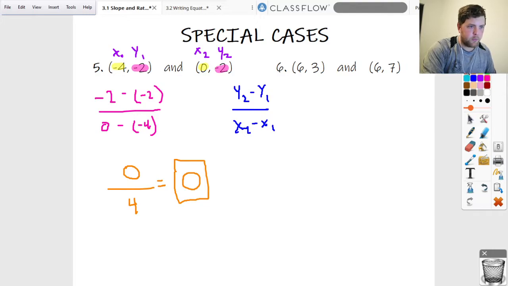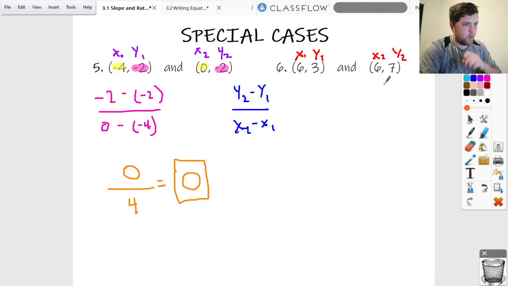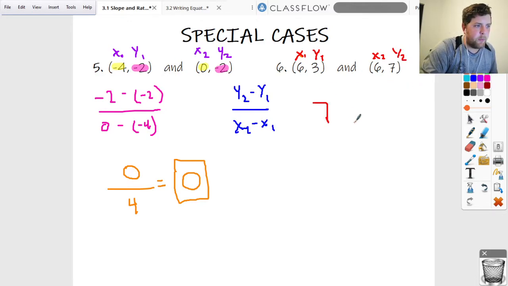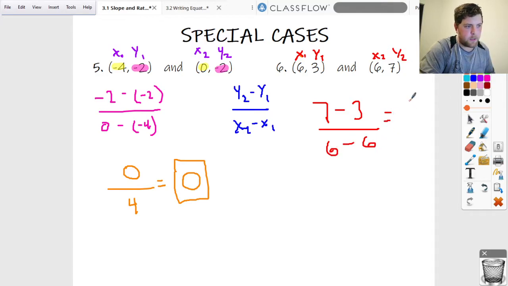Let's take a look at this one over here. We've got x1, I want that to be red, please. x1, y1, and then x2, y2. All right, so y2 is 7, y1 is 3, so 7 minus 3 over x2, which is 6, minus x1, which is 6. Okay, 7 minus 3 is 4. 6 minus 6 is 0.